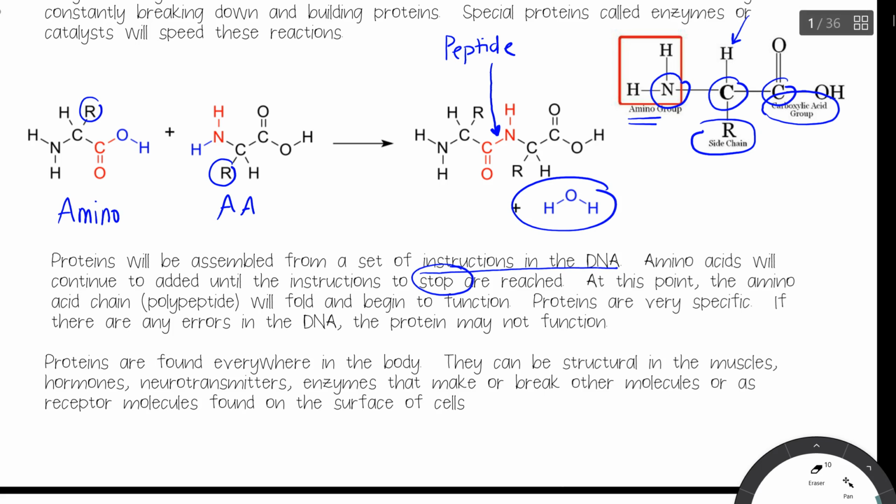Proteins are very, very specific, and if anything changes, temperature, pH, they're not going to fold right, and if they do not fold right, they're not going to function. Also, if there is any mutation or any error in the DNA, that's going to send the wrong instructions and the wrong protein will be made.